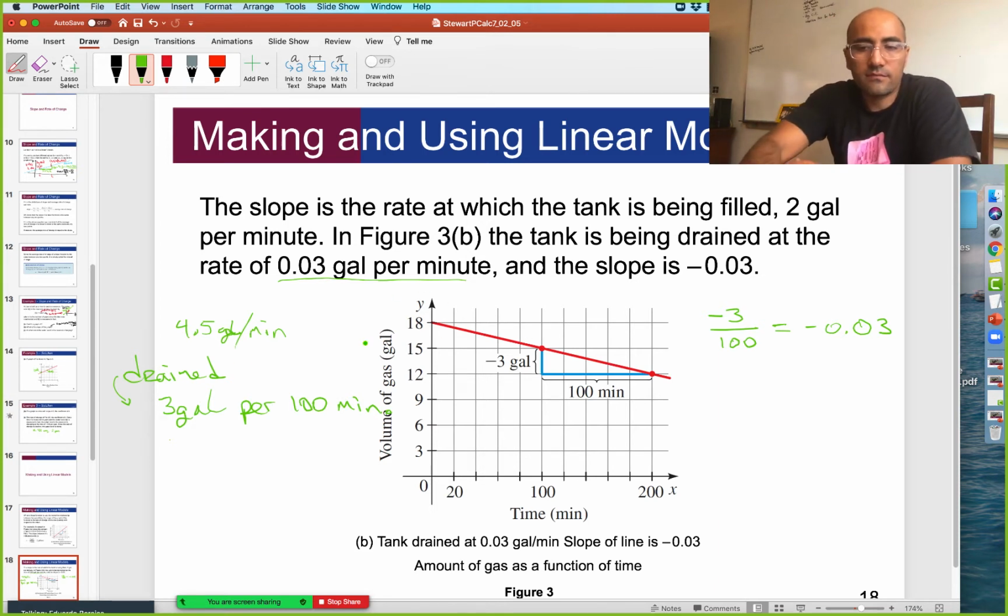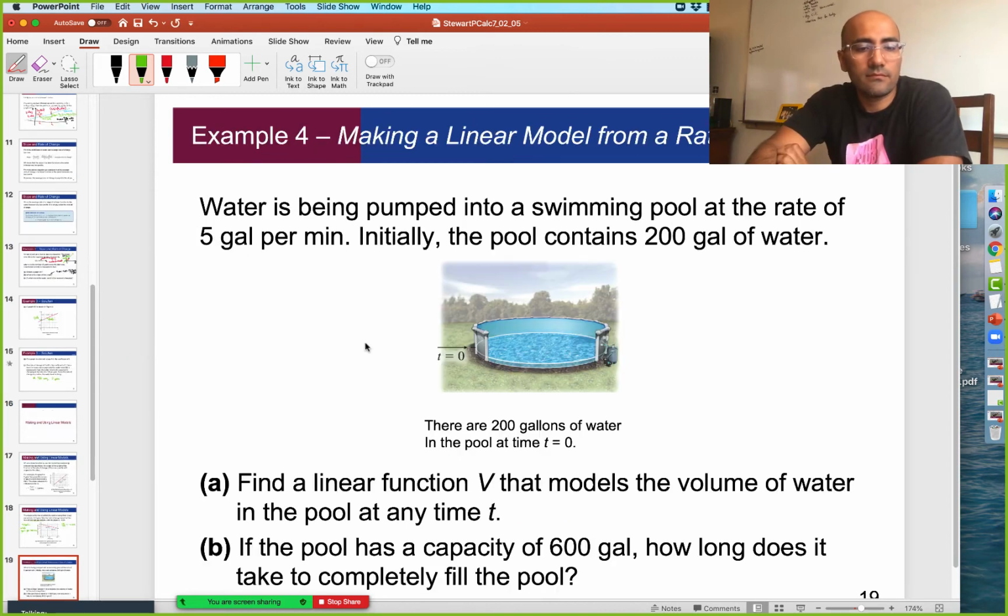Any questions? No? Okay, so here's an example. Water is being pumped into a swimming pool at a rate of 5 gallons per minute. Initially, the pool contained 200 gallons of water. Find the linear function v that models the volume of the water in the pool at any time t.